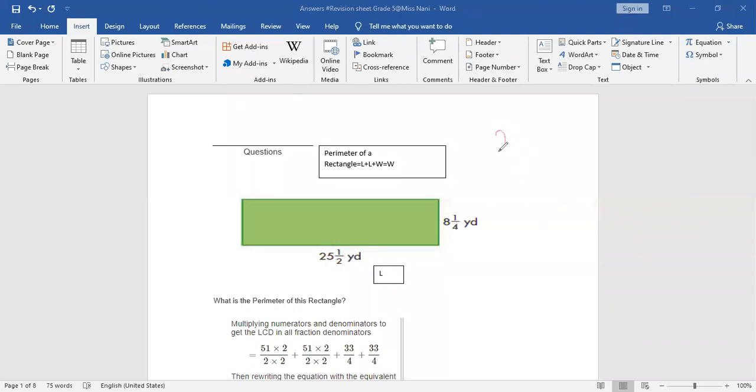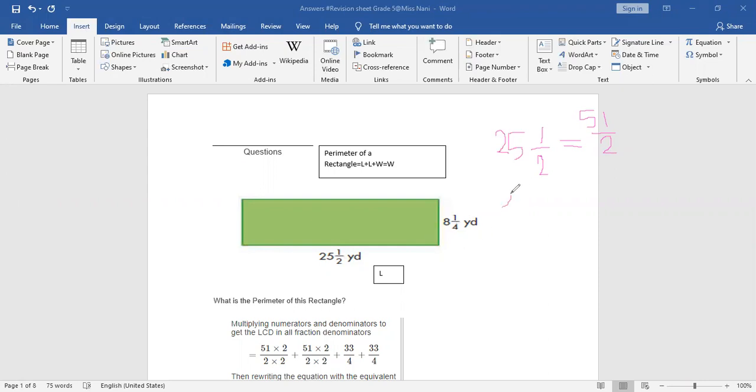So 25.5. First of all, I have to convert 25.5 as a mixed fraction to an improper fraction, right? Okay, so it will be what? We will multiply 25 by 2, whole number multiply denominator plus numerator. 25 multiplied by 2 is 50 plus 1 will be 51 out of what? Out of 2. Okay, so it will be 51 out of 2 plus 51 out of 2 plus 8.25.